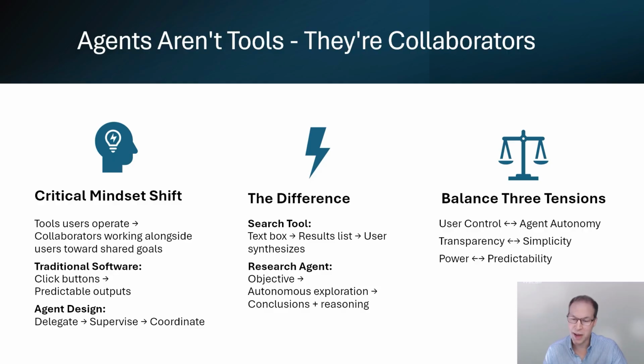Of course, you need to balance and do some trade-offs. There are three fundamental tensions: user control versus agent autonomy. How much does the user get to decide what the agent does versus how much autonomy the agent has to execute to reach its own objective. Transparency versus simplicity. How much visibility does a user have into the inner workings of an agent versus just speaking at a higher level and at the goal level. And finally, power versus predictability. The more an agent can do, the less predictable its output is going to be, because the more unknowns it will have to take care of.